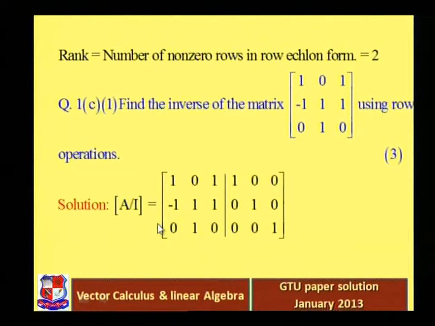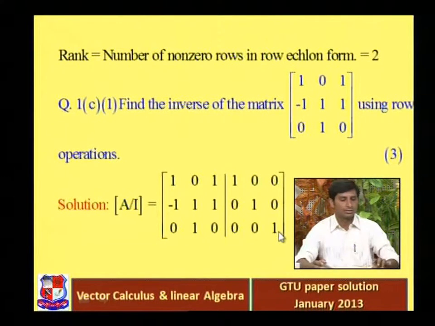Okay, so let's start. This is the given matrix. The first step is A augmented with I, where I is the identity matrix. On the left hand side we write matrix A, and on the right hand side 1 0 0, 0 1 0, 0 0 1, that is the identity matrix.